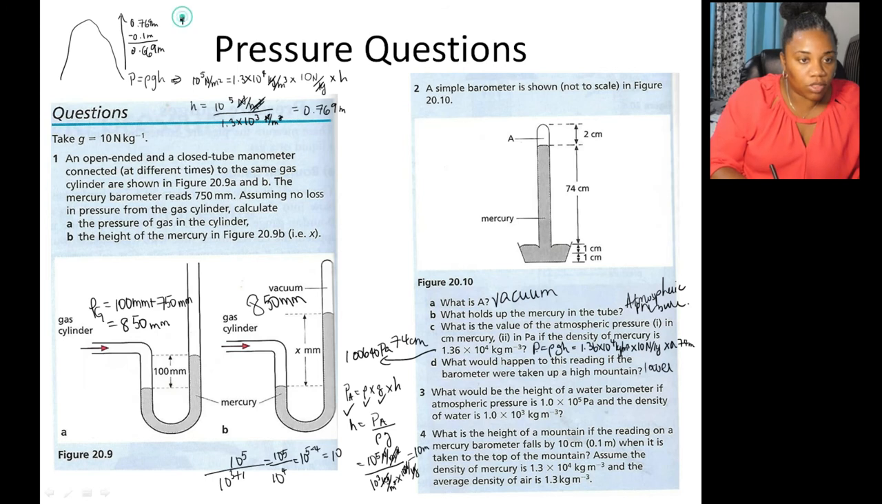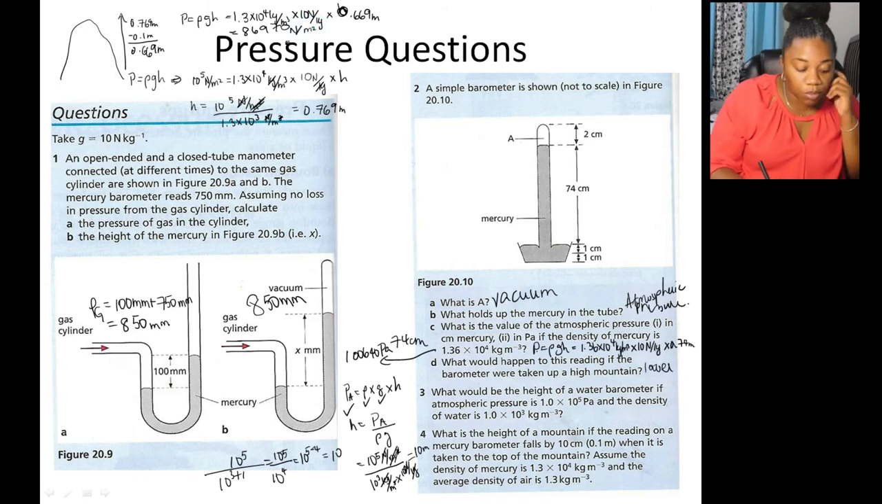So you say pressure is equal to rho gh. And we say the same density of the mercury times 10 to the 4 kg over m cubed times 10 newtons per kg times the height, which is 0.669 meters. And if you do a small calculation, you will get pressure of 86,970 newtons per meter squared. Okay, so we have pressure right there.